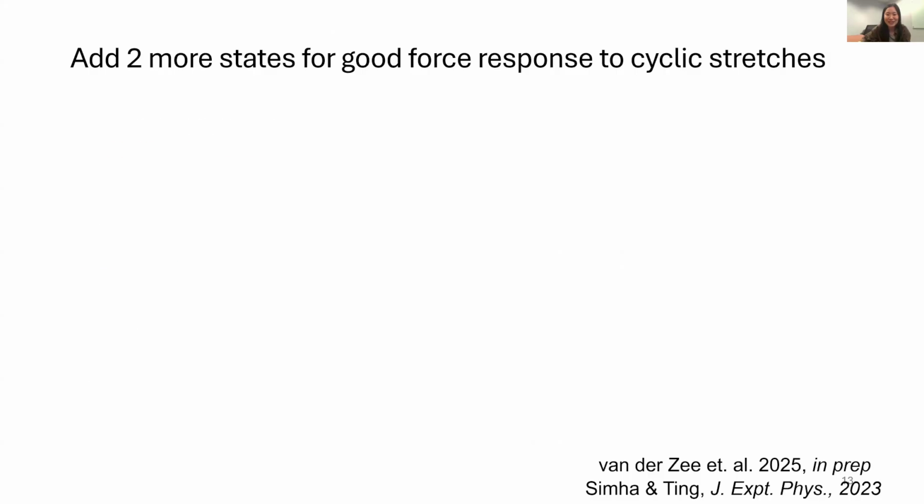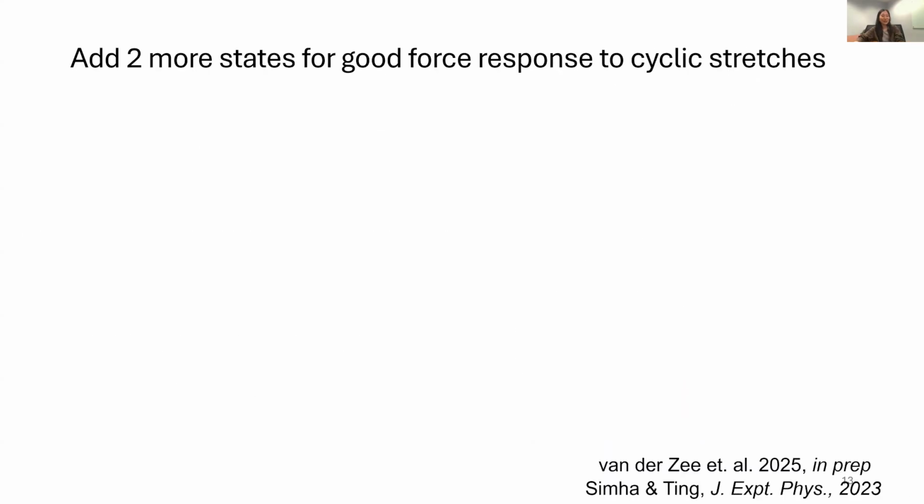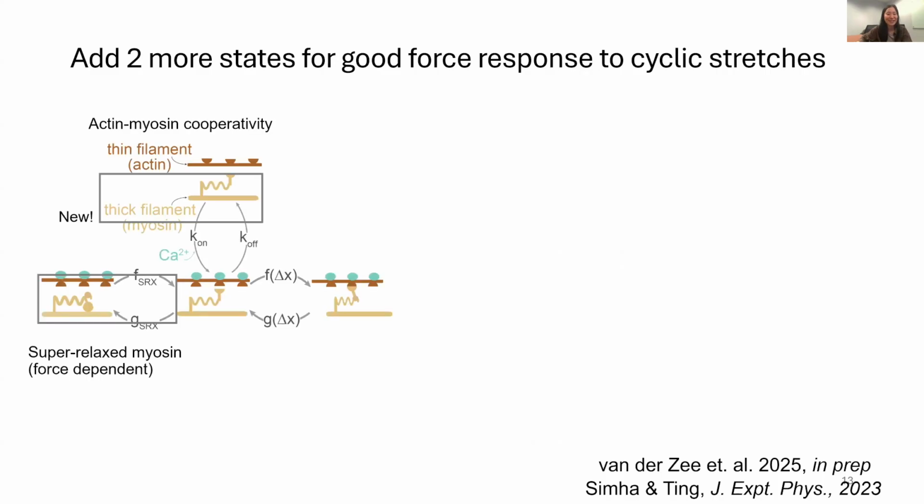So that was the explanation based on the simplest version of the cross-bridge model, but we can make the model a little more complicated by adding more states. So far we said that cross-bridges can be either in the attached state or detached state, but there are experimental evidences suggesting that there could be other states that can explain the experimental observations.